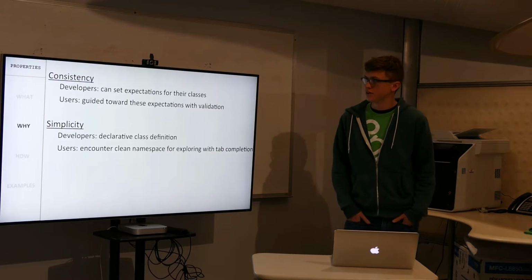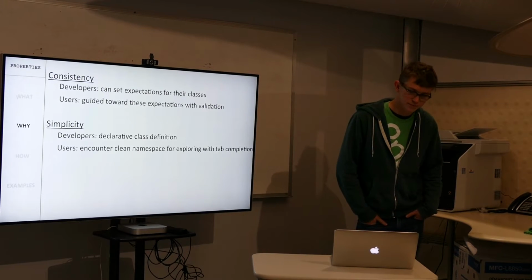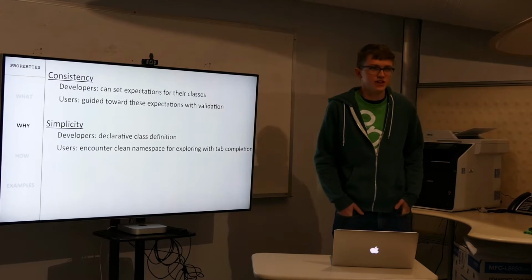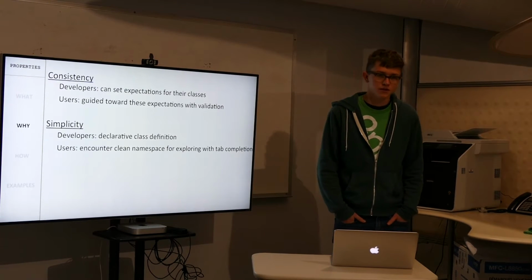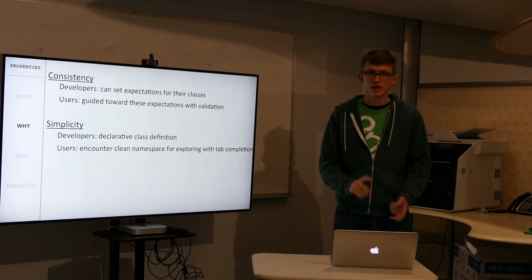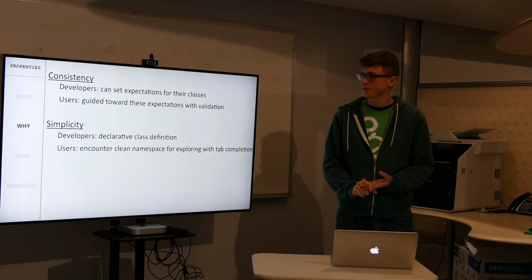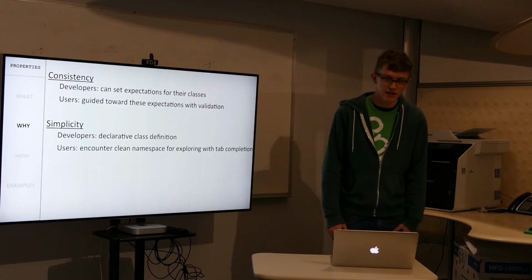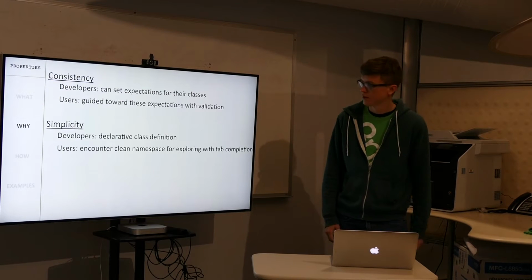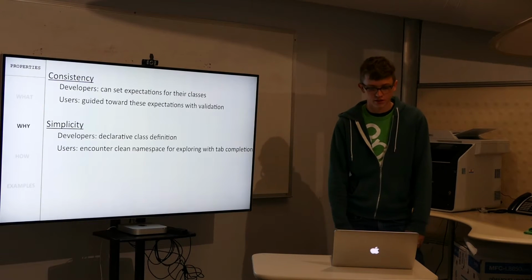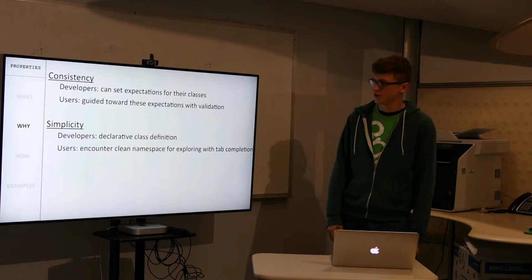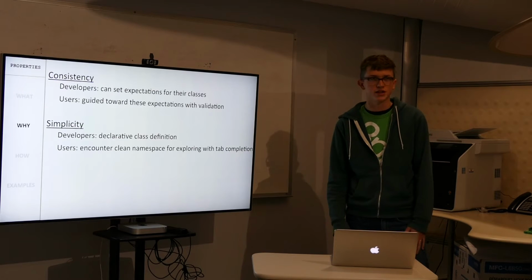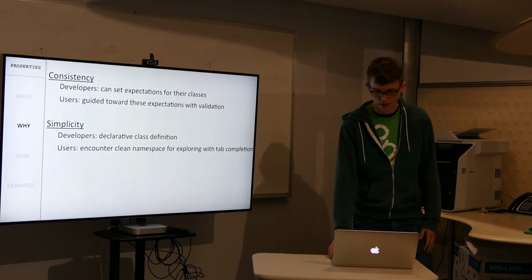These classes also have simplicity. So the developers can build classes in a really declarative manner. So they can just say, okay, well I want this property that's an integer, and maybe give it a name and a description. And that's all there is to it. So when you're looking at the code, it looks really clean and understandable. And then that kind of bleeds over to the users. So when they're actually using the code, they encounter this clean namespace that they can explore and figure out how things work just by looking at documentation and working with the code.